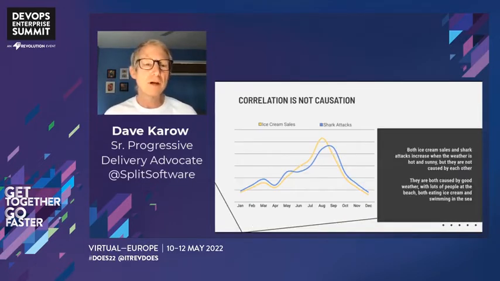So I'm going to briefly cover this one, which is that correlation is not causation. Ice cream sales and shark attacks both peak in the summer, but they're not related to each other. They don't cause each other, right? We'll come back to that.